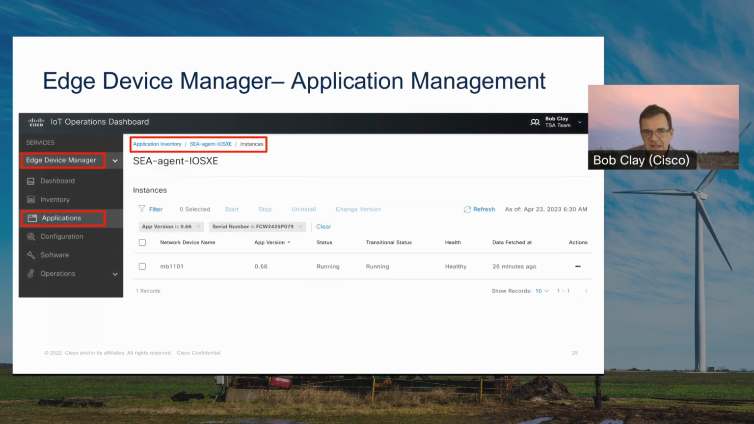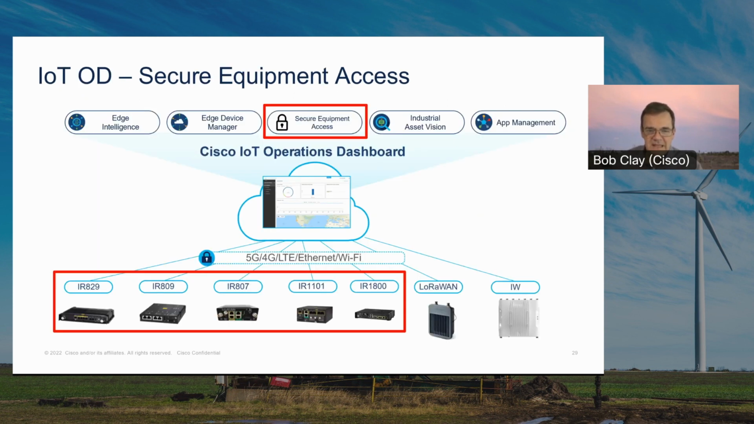And then this is the application management page. So in this case, we're deploying an application. This is actually SEA, which is Secure Equipment Access. So this is not managing SEA. This is just deploying the agent. If you look at the red box on the left, I'm under Edge Device Manager. And then I will go into the SEA application next.